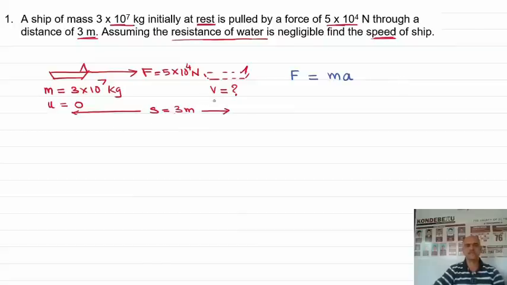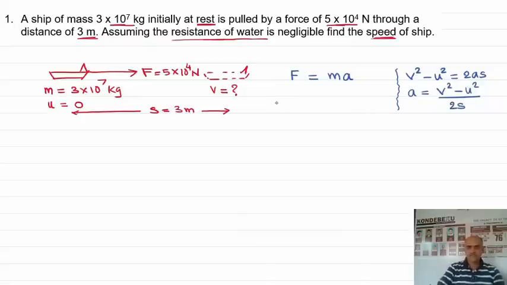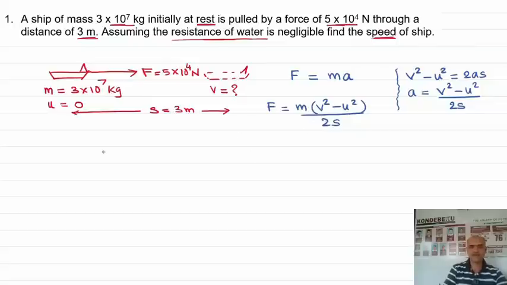So the relation between v, s and a from motion in a straight line: v square minus u square is equal to 2as. Therefore, a will be v square minus u square divided by 2s. I will substitute this value over here. So F is equal to m into a, and I can write a as v square minus u square divided by 2s. Now substitute all the values, simplify, you will get the value of v.